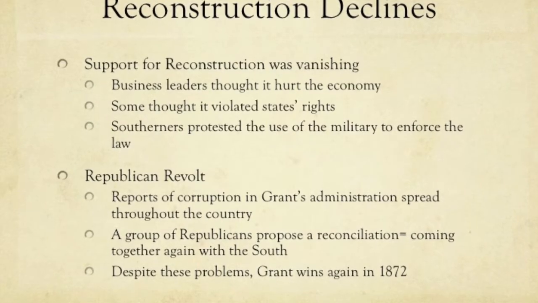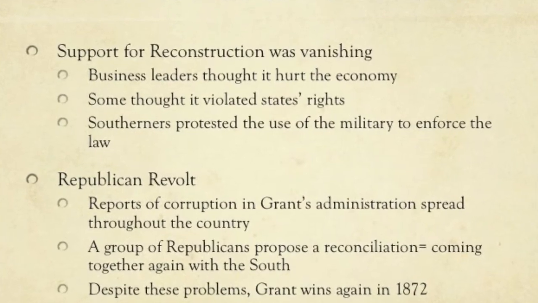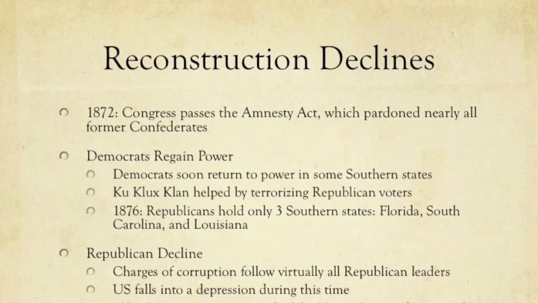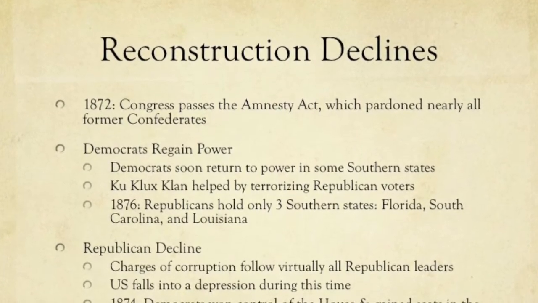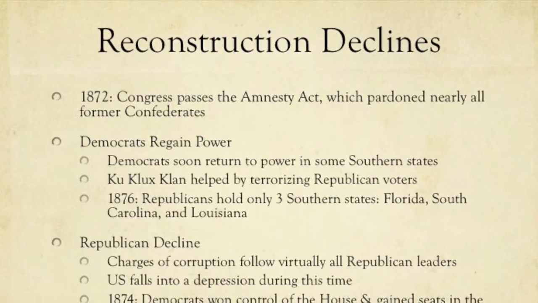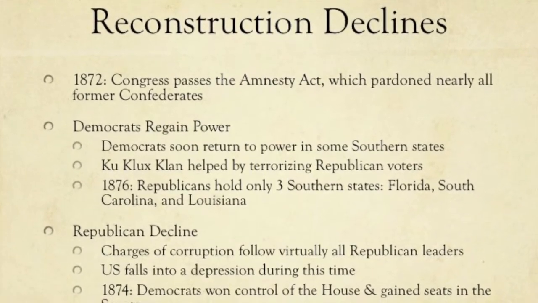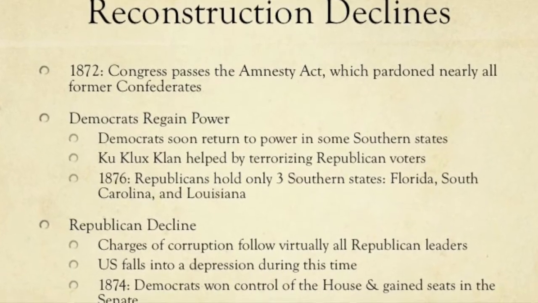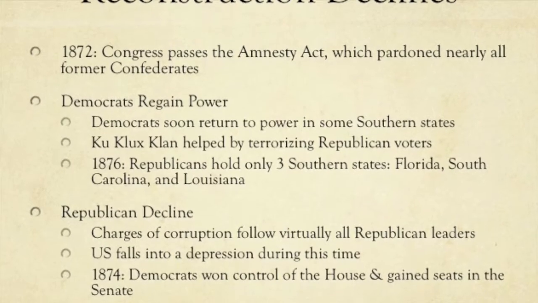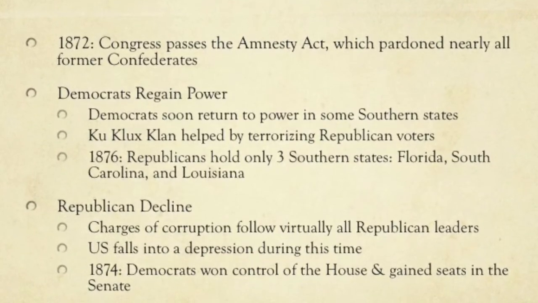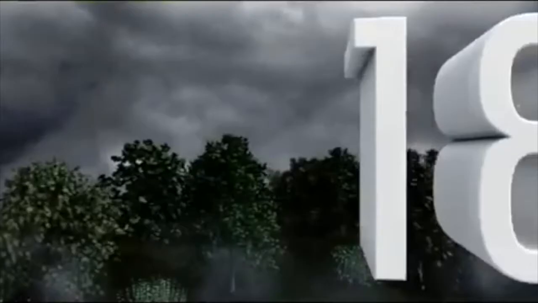And it's after that the corruption and the other issues start to come out in the public, and so Grant really looks bad, even though he had truly nothing to do with it. But in 1872, Congress does pass the Amnesty Act, pardoning nearly all the former Confederates. And the Democrats start to return to power in the southern states, the Klan helped by terrorizing the Republican voters. By 1876, only 3 southern states, Florida, South Carolina, and Louisiana, were not in Democratic hands. There were charges of corruption that followed all of the Republican leaders. And so 1876 is going to be a huge, important election.